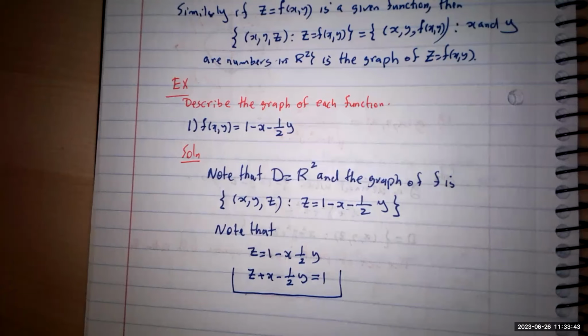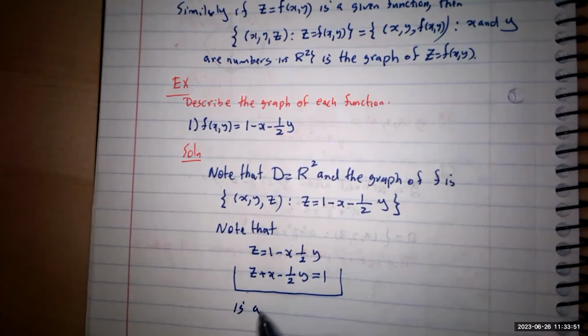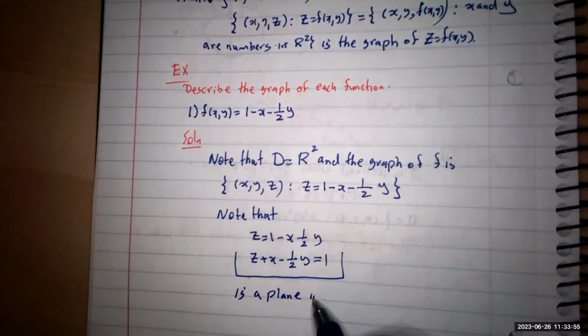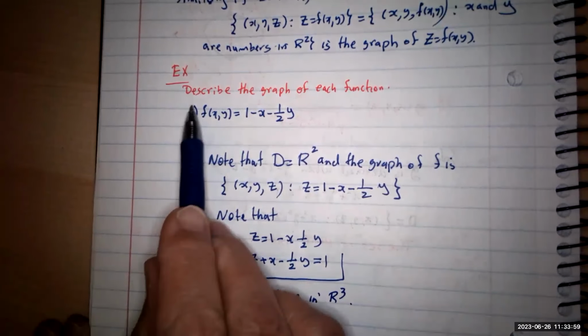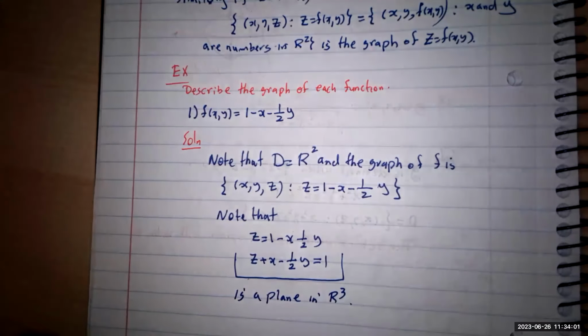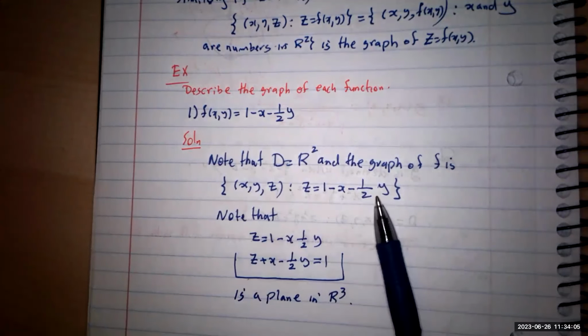Remember, ax plus by plus cz plus d equals 0. So in R3, this is going to be a plane. Okay, a plane in R3. Since they ask you to describe it, you have to tell us what it is. Mathematically, this is correct.